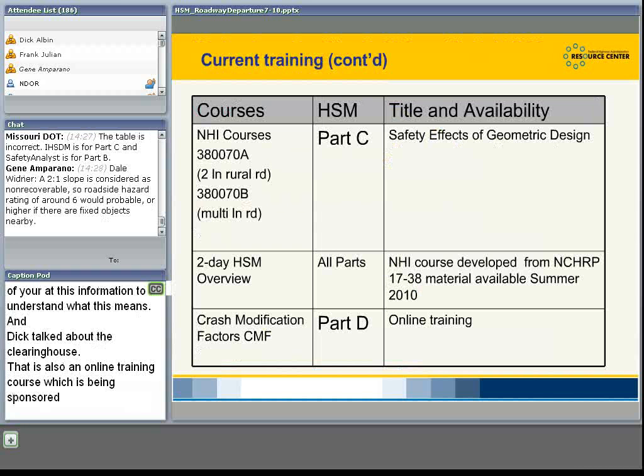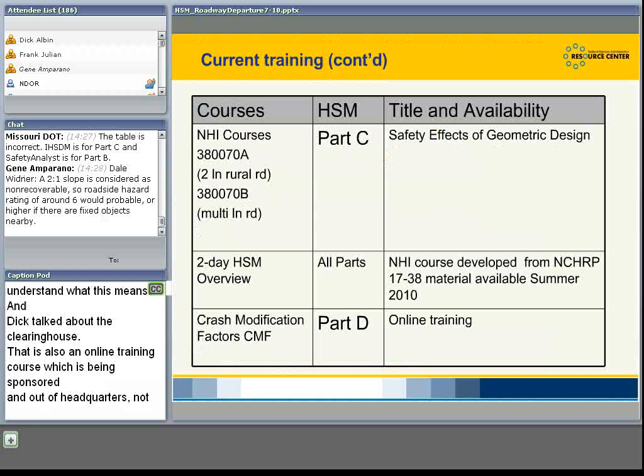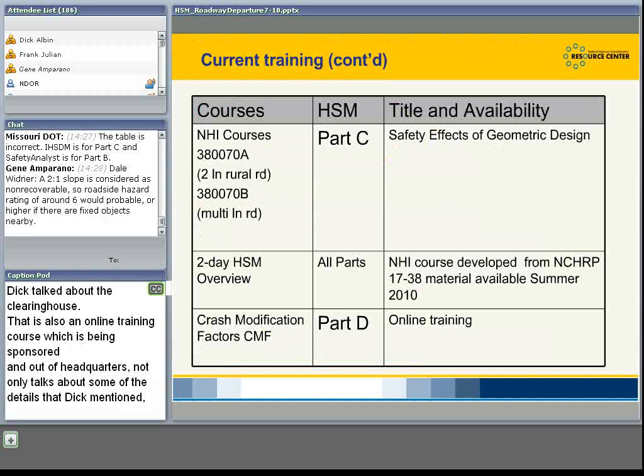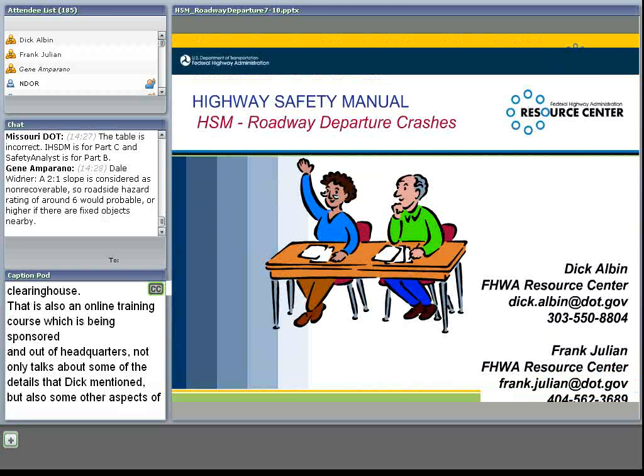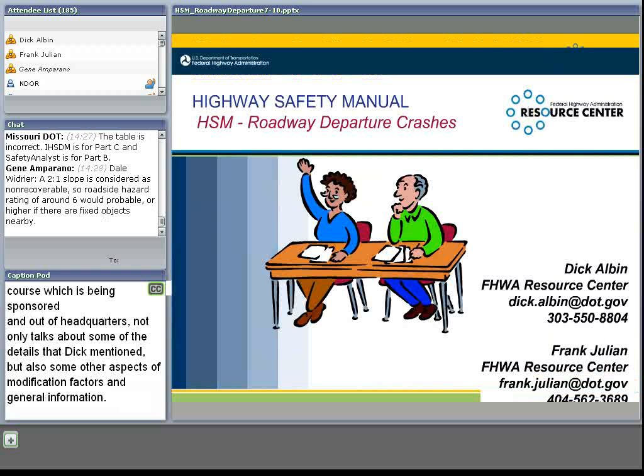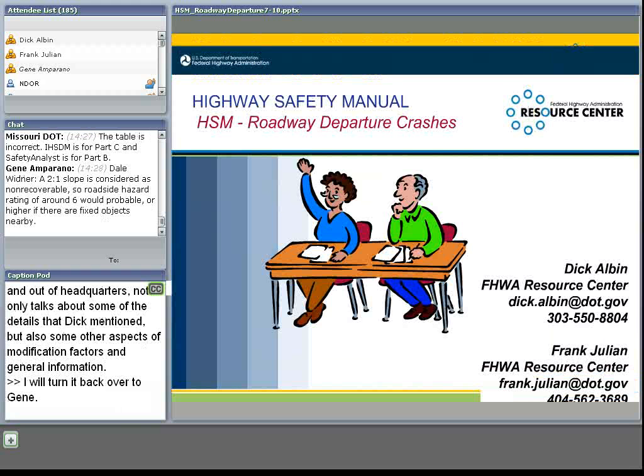Still a little bit more in depth, obviously, than what we're doing on the webinars, but certainly some of your management may need some of this information to understand what this really means. And Dick, of course, talked about the crash modification clearinghouse, which really addresses things in Part D. That's also an online training course, which is being sponsored out of Federal Highway Headquarters.